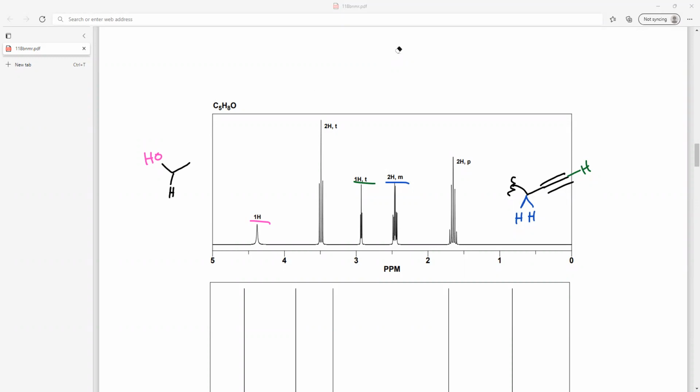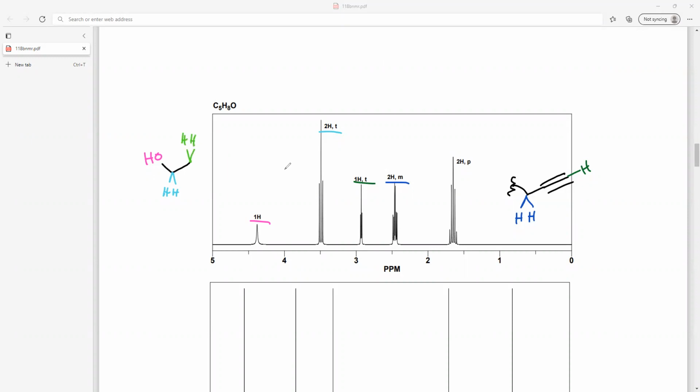So I can go ahead and label this 2H triplet. Oops, wrong color. Go ahead and label this 2H triplet just like that. And again, it's a 2H triplet. And carbon protons don't couple with alcohol protons. So that must mean that the 2H's, wherever they are, have got to be over here. Let me use a different color. They've got to be over here.